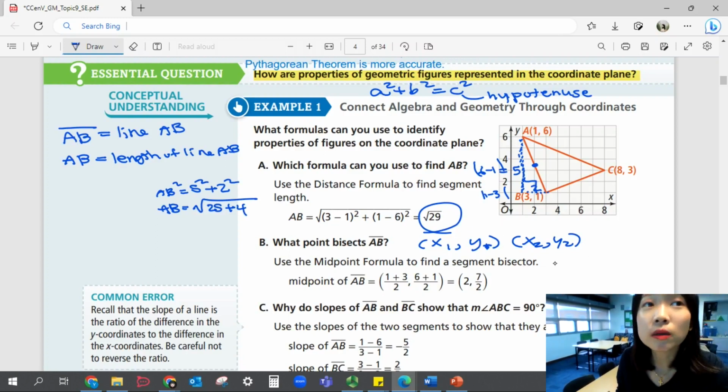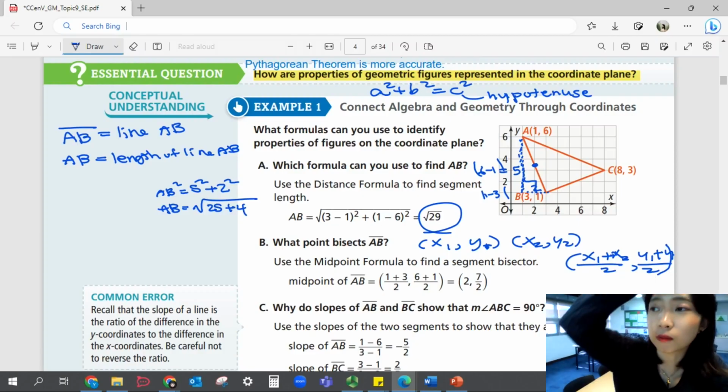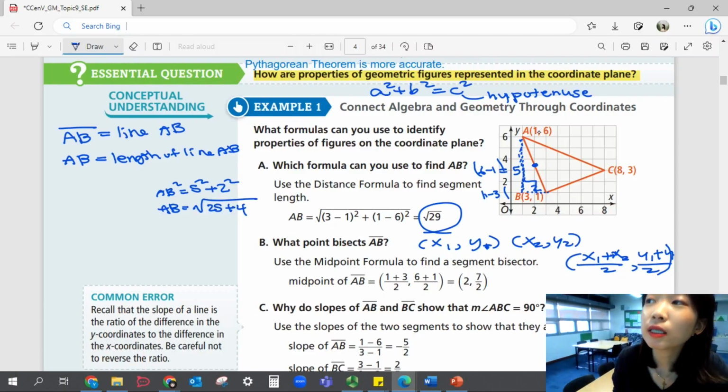You can use the midpoint formula, x sub 1 plus x sub 2 divided by 2, comma, y sub 1 plus y sub 2 divided by 2, for the coordinate points. So you add the x and y values up and then divide by 2. Okay, so 1 plus 3 divided by 2, 6 plus 1 divided by 2. Should be 2, 7 over 2, and if you plot that, it's right here, 2, 7 over 2.